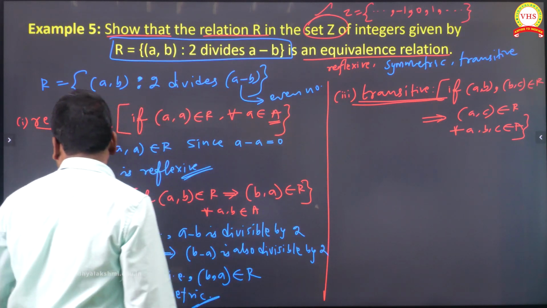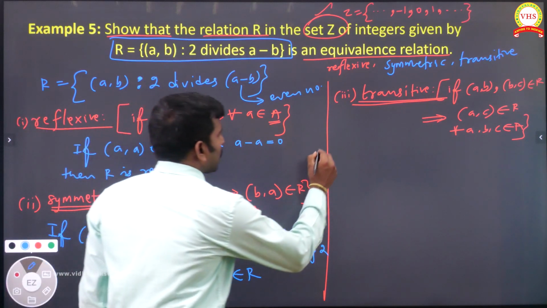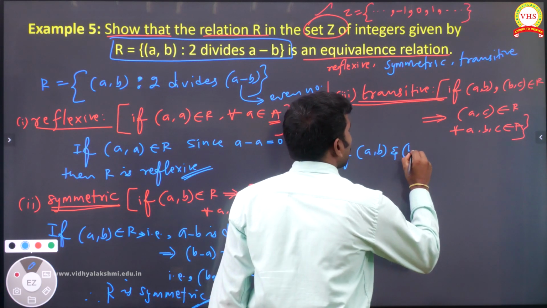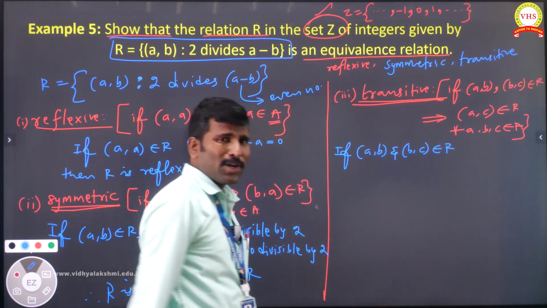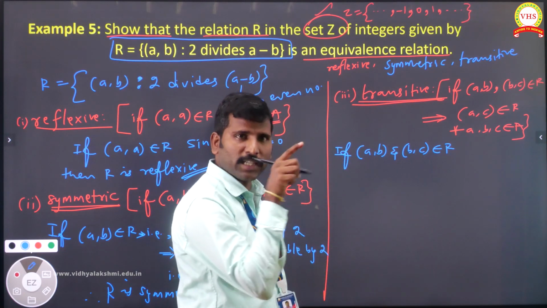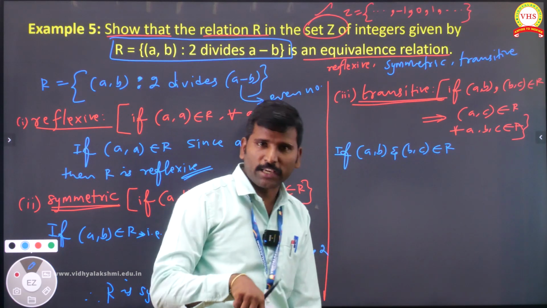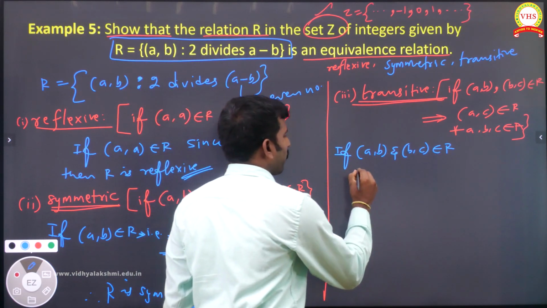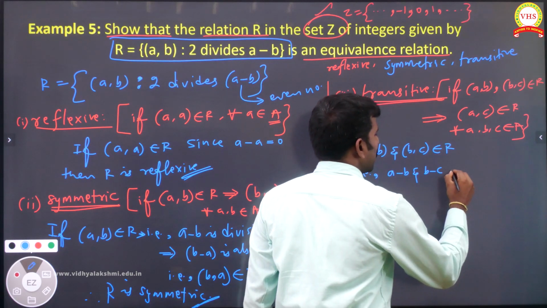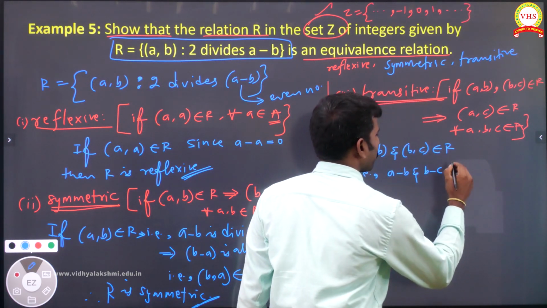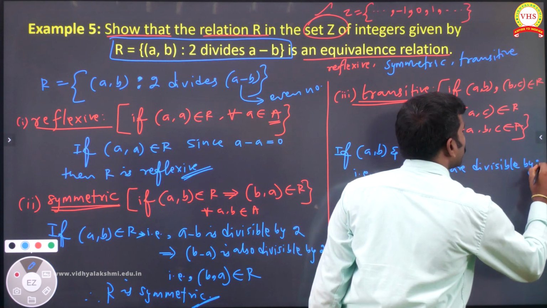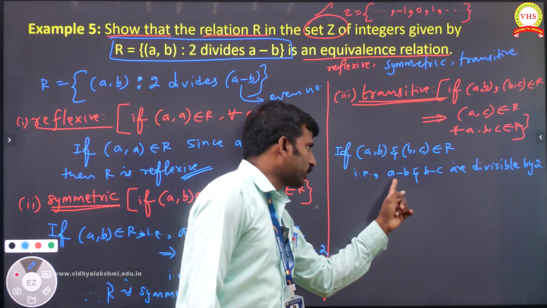Now let's check this. First I'm taking the two things that belong to R: a comma b and b comma c belong to R. What is the meaning of belongs to R? Both belong to R. What is the meaning? The subtraction of a and b is even. The subtraction of b and c is also even. Then only it will be divisible by 2. Then I am writing the meaning of this: a minus b and b minus c are divisible by 2 is the meaning. Both are divisible by 2.